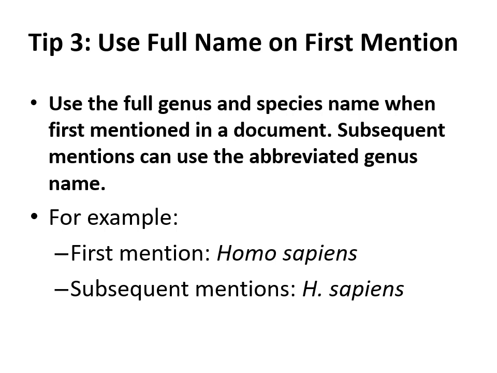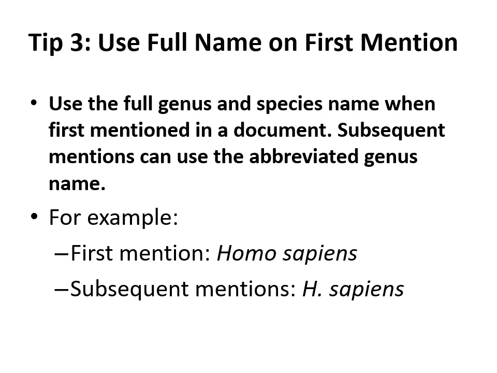Tip 3, use the full name on your first mention. Use the full genus and species names when first mentioned in a document, and then subsequently you can use an abbreviated genus name. For example, you're presenting some information about Homo sapiens in your paper or in your posting. When you first mention Homo sapiens, you should provide the full name of the genus.